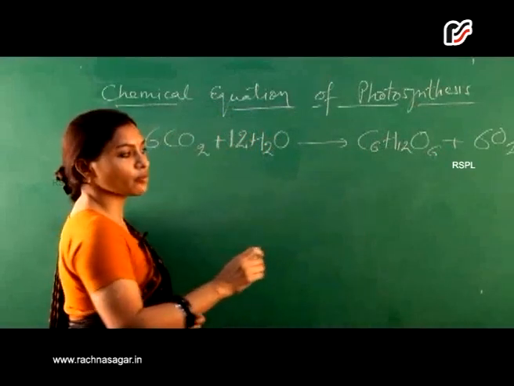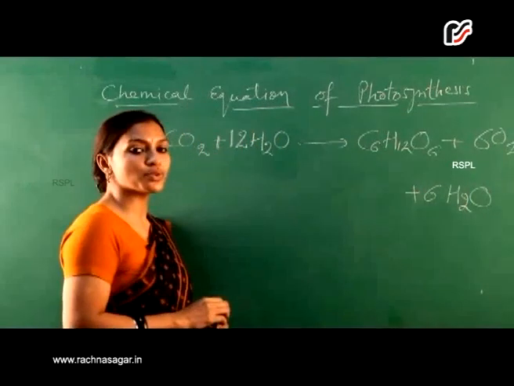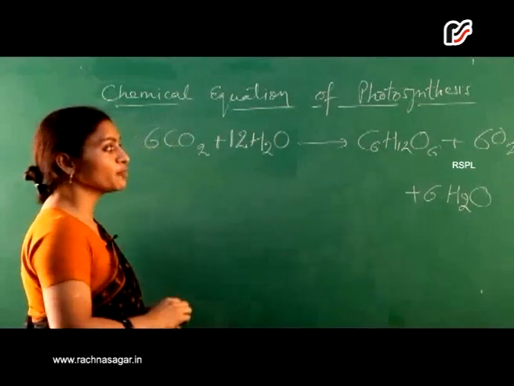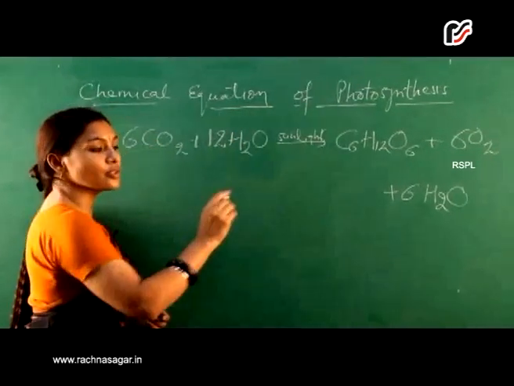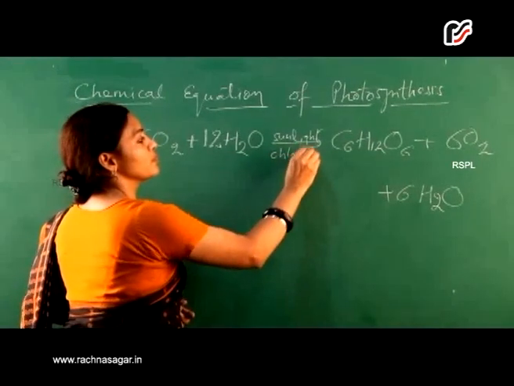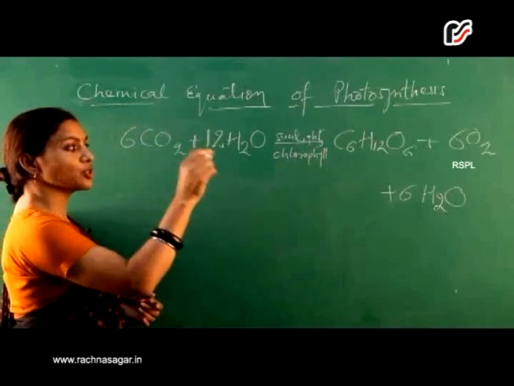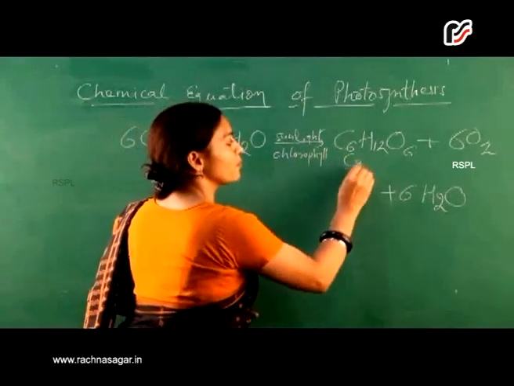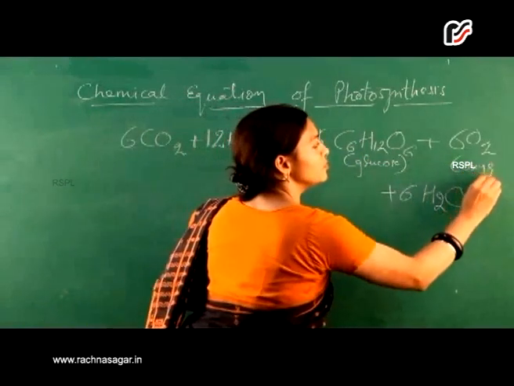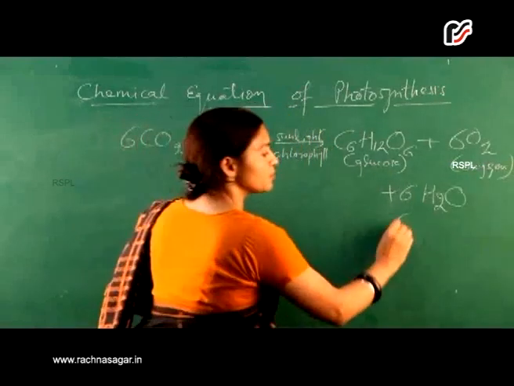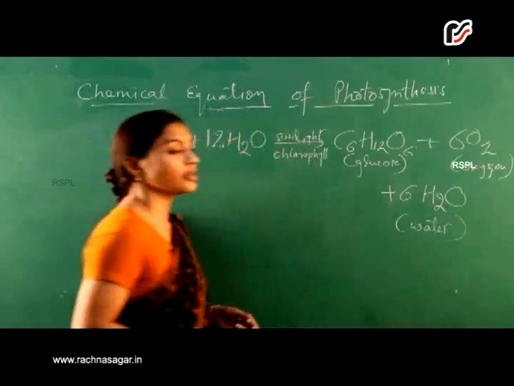6 molecules of oxygen are released, and 6 molecules of water are also released in the presence of sunlight and chlorophyll. While writing the equation, we should also label glucose, oxygen, and water.